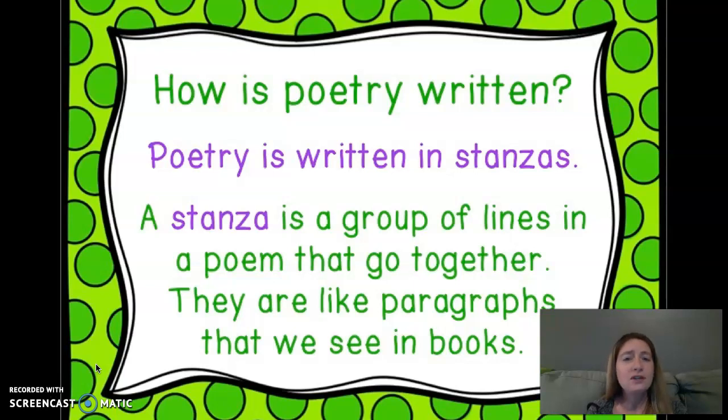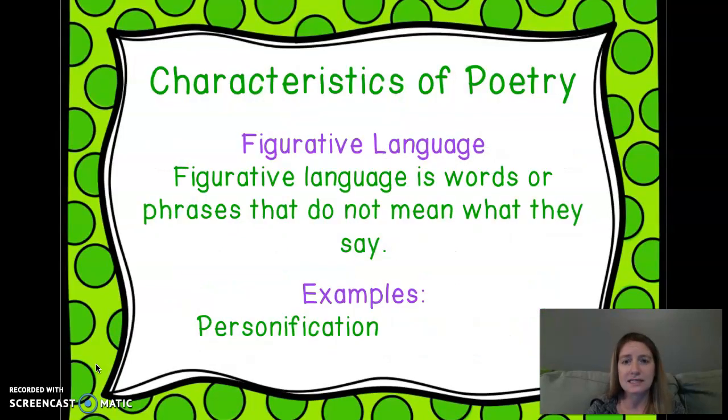So, poetry is written in what is called stanzas. Sometimes in text we see paragraphs or we just see sentences, but poetry is written in a stanza. And a stanza is a group of lines in a poem that go together. They are similar to the paragraphs that we see in books. So in just a minute, I'll show you what a stanza is.